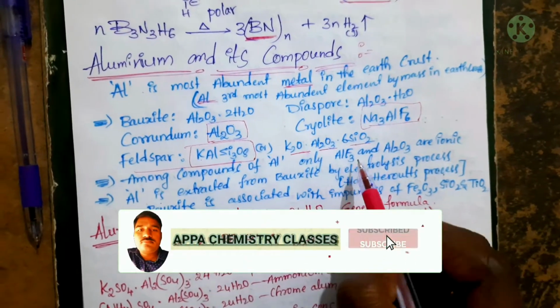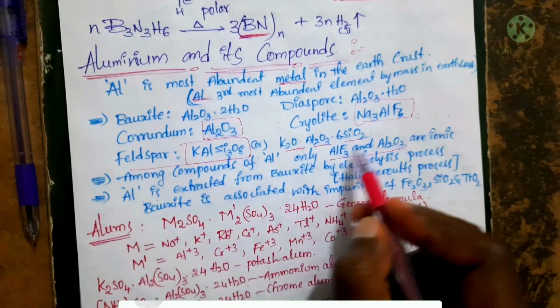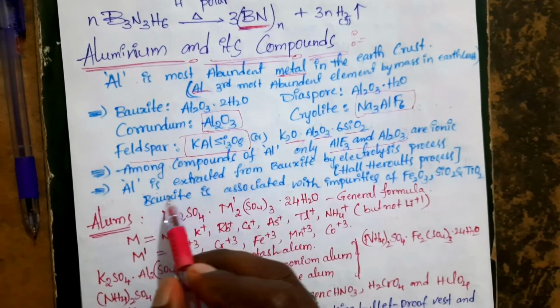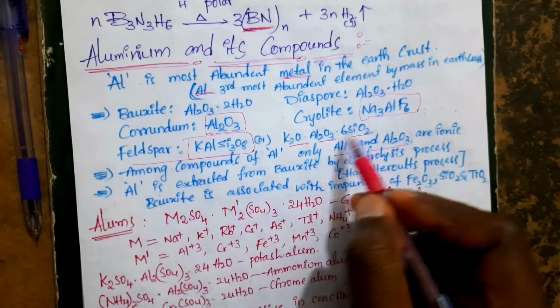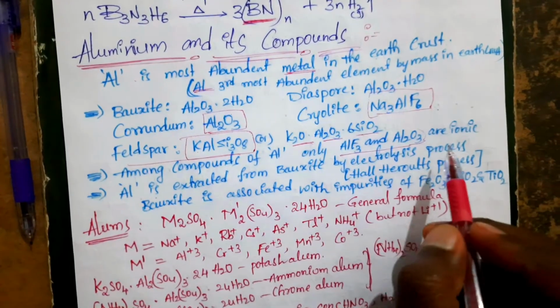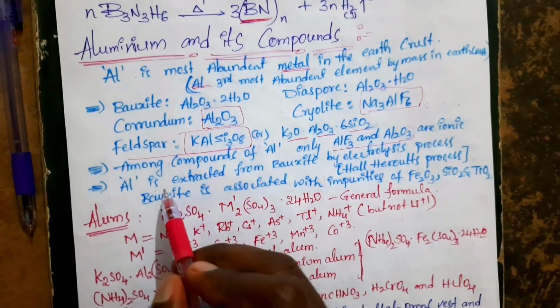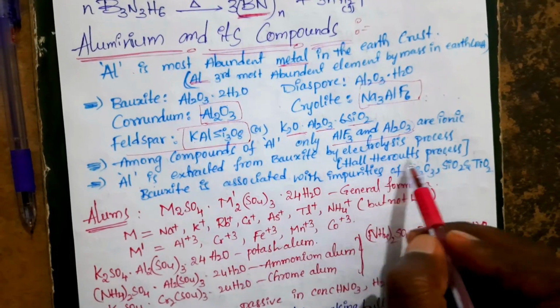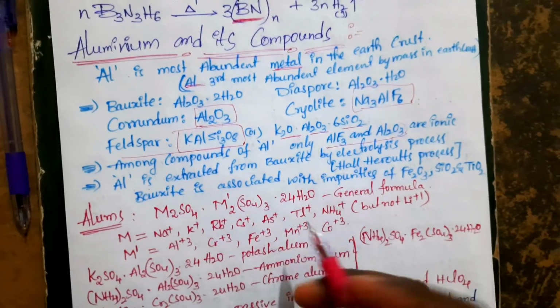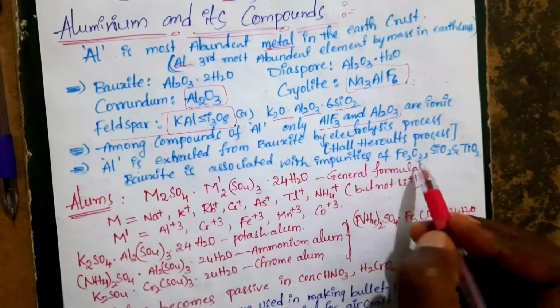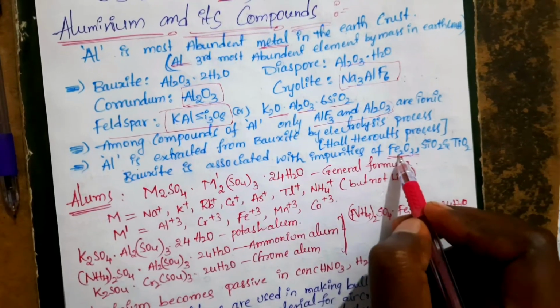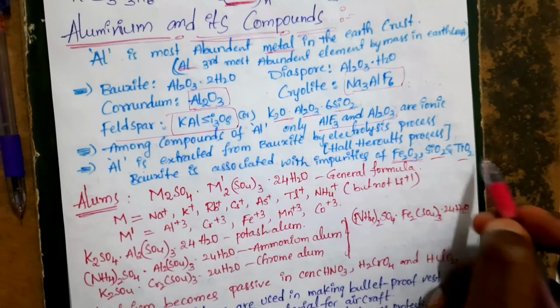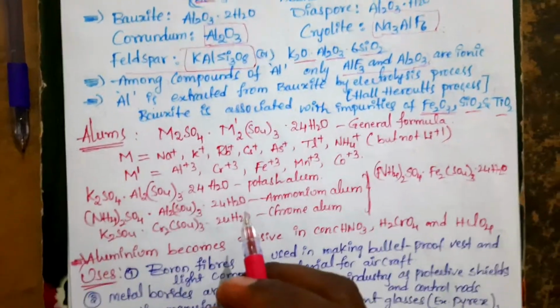Among compounds of aluminium, only AlF3 and Al2O3 are ionic. Just now I had explained to you that except these, all the remaining aluminium compounds are covalent. Aluminium is extracted from bauxite by an electrolytic process, the Hall-Héroult process. Bauxite is associated with impurities. What type of impurities? Hematite Fe2O3, silica and titanium oxide are the impurities present.